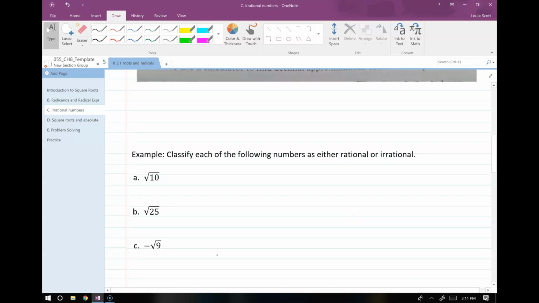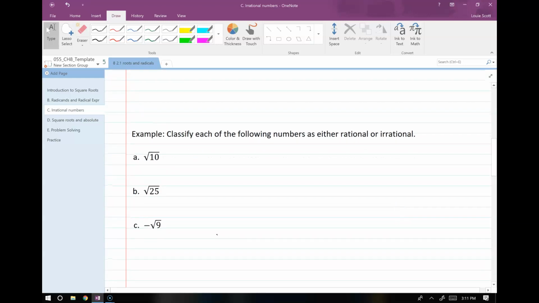Suppose we're asked to classify each of the following numbers as rational or irrational. First, the radicand is equal to 10, and I ask myself, is 10 a perfect square? Not really. There are no two integers that you can multiply together to get 10. If I punch the square root of 10 into my calculator, that gives me something ugly, 3.16 and a bunch of decimals. So I can say this is irrational.